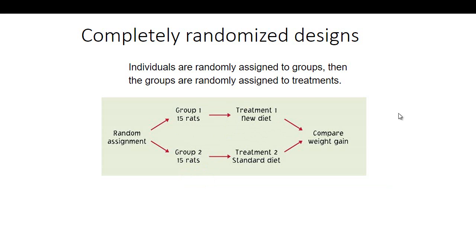At the end we compare the results. Here we are looking at the effect of a diet on the weight gain of rats. The rats are divided into two groups randomly, and then randomly we assign the new diet to one group, and the other group gets the standard diet. At the end we compare the weight gain of the groups. So basically, randomly assign subjects to the groups, and then randomly assign treatments to the groups.